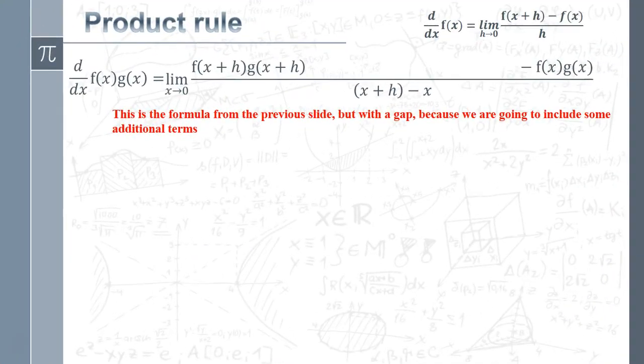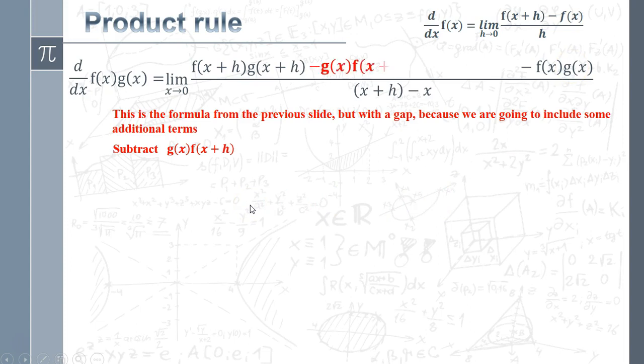What I've done is taken exactly the same thing we had from the previous slide and just written it with a massive gap in the middle. Because this bit here, that's our f of x plus h, g of x plus h, there's the subtraction. And I've left that gap because I'm going to include some extra terms.